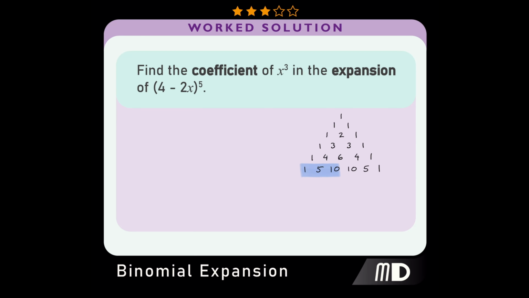These numbers will be the coefficients of our binomial expansion. So let's write them down. 1, 5, 10, 10, 5, and 1.